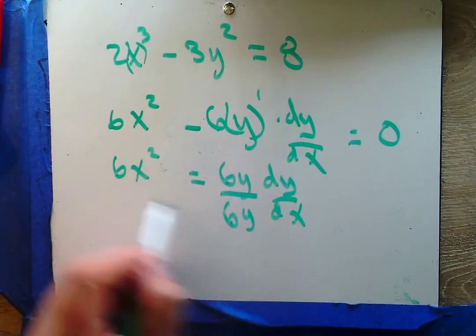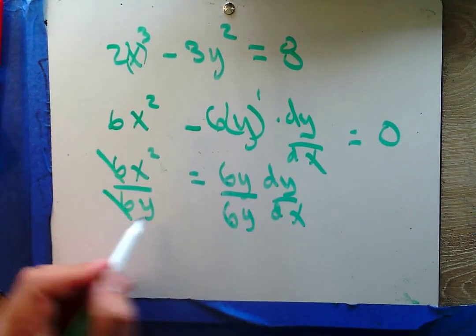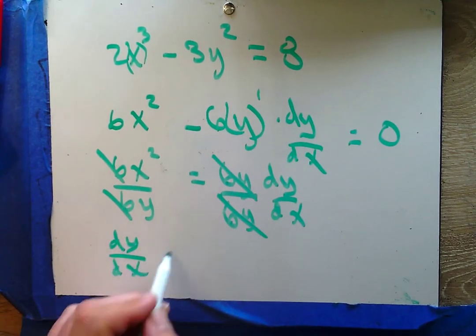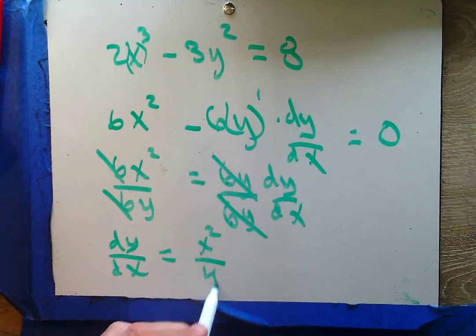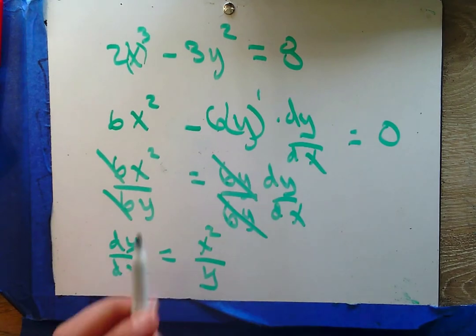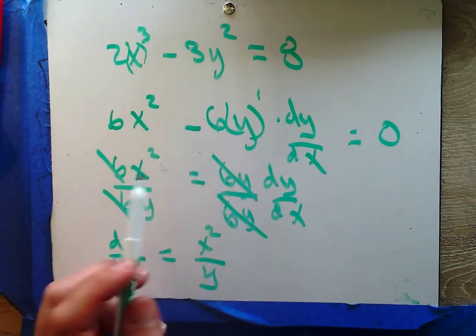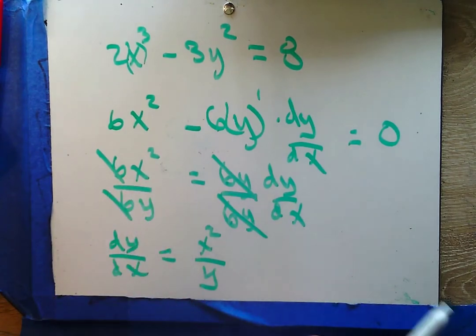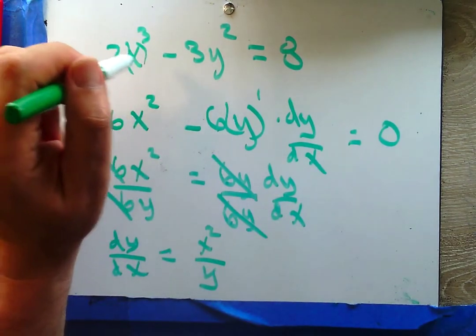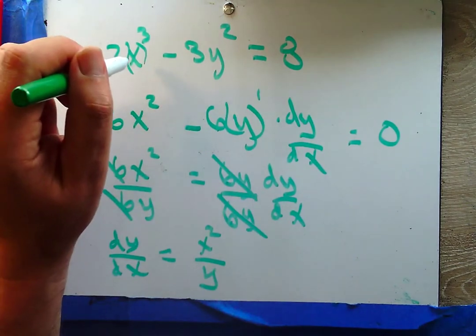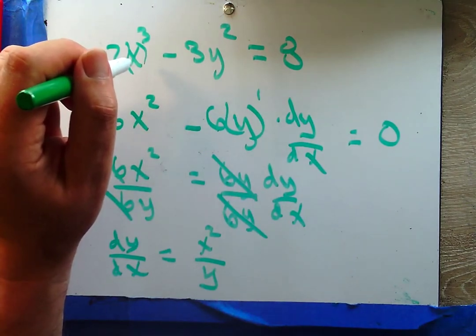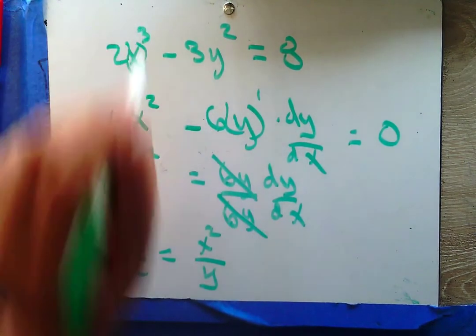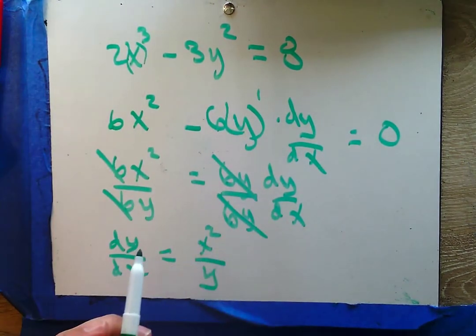Divide by 6y. And so now I have that dy dx equals x squared over y. Now, I know we're still going to do the second derivative, but I kind of want to stop here for a second. It's very hard to do, so I'm not going to do it there. Never mind. Let's just go on to the second derivative.